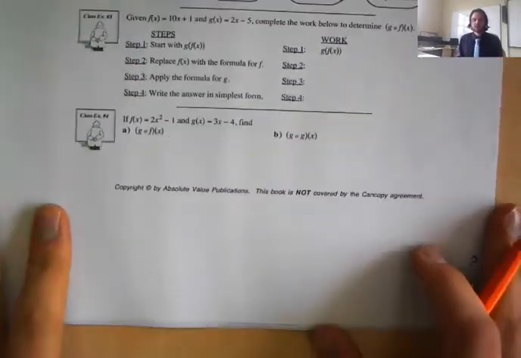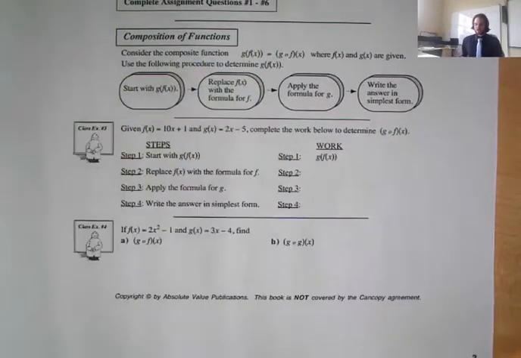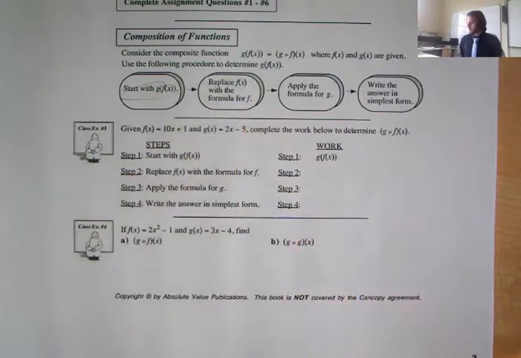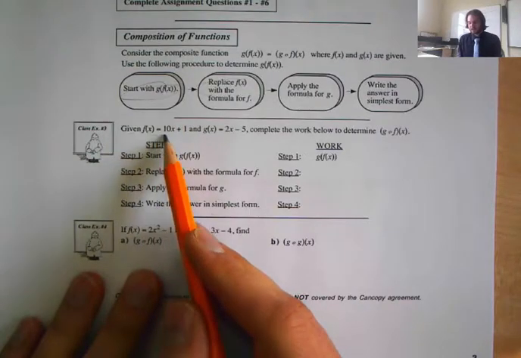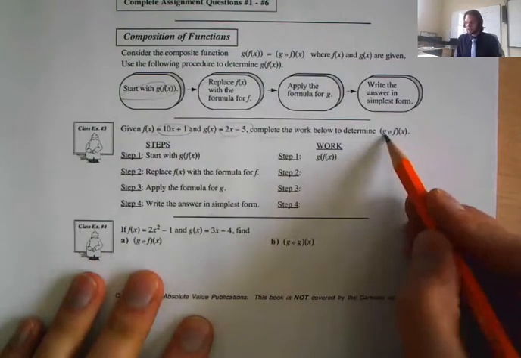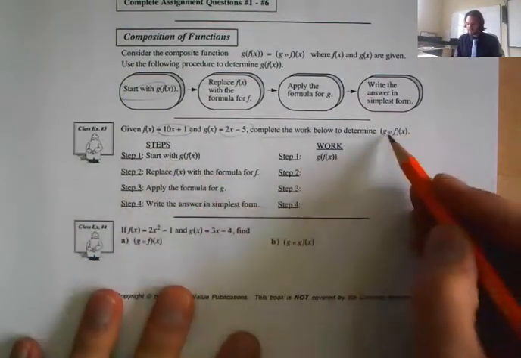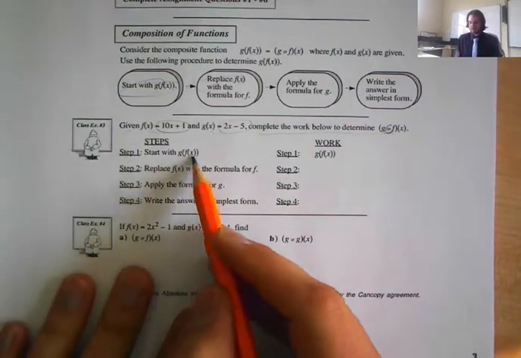So, let's take a look at these here now. It says, composition of functions. So first we start with this, then we replace f of x with that formula, and so on. So let's start here. Given f of x is 10x plus 1 and g of x is 2x minus 5, complete the work where we say g of f of x. Okay? So we're starting with, this dot does not mean multiplication. Key thing, it does not mean multiplication. It means the function of f of x. So we're going to start with g of f of x.